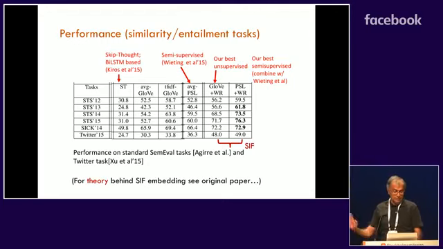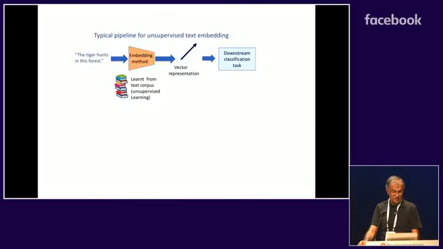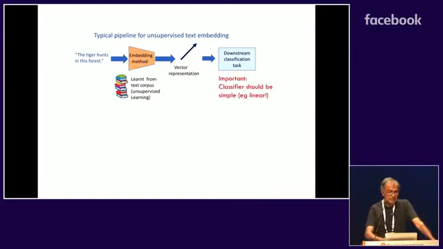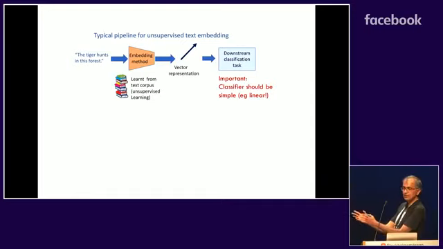By the way, there's some theory behind the SIF embedding, but you should see the original paper. Today I'll talk about a slightly different theory related to what I was saying earlier. This came about from thinking about the following. Obviously, the downstream classification task should use a simple classifier, right? That's the whole point of learning a representation: after you learn the true structure of the data, it's trivial to do classification. So it should be something simple like linear.